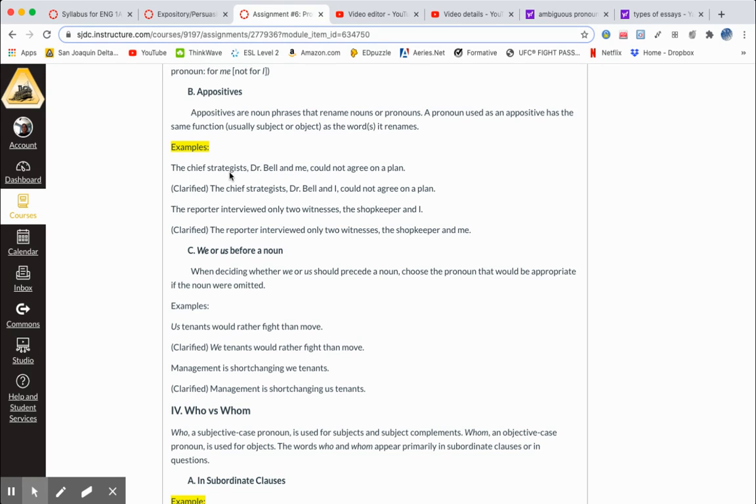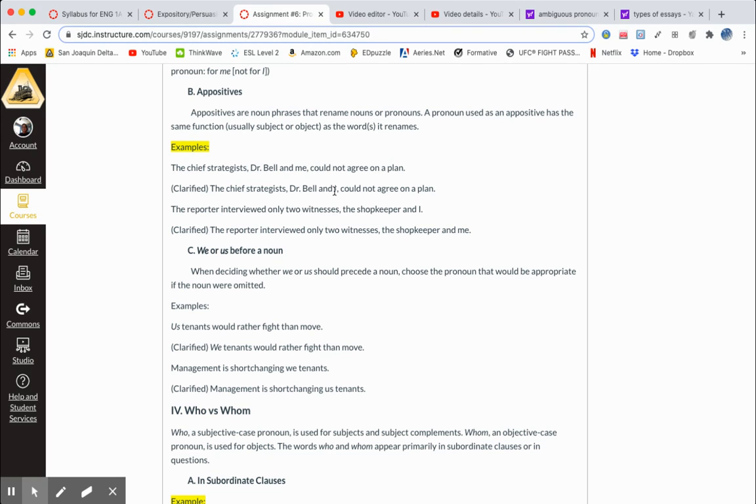The chief strategists, Dr. Bell and me, could not agree on a plan. Well, what is the appositive here? An appositive is a noun phrase that renames nouns or pronouns. So the noun that's renamed here is chief strategists. Dr. Bell and me. Let's clarify this. The chief strategists, Dr. Bell and I, could not agree on a plan. Okay, it's Dr. Bell and I.